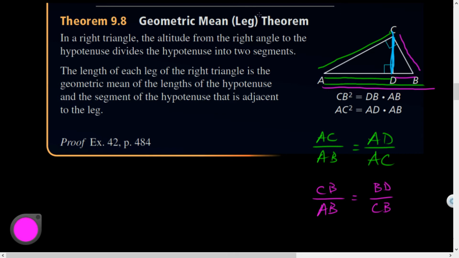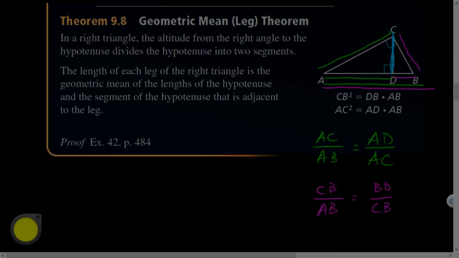They call this the leg theorem because this was a leg and this was a leg of the big right triangle. The tricky thing is noticing that we use both the hypotenuse and then one of the smaller segments on this version of it, right? So it's a little bit trickier. It's a little bit trickier to spot.